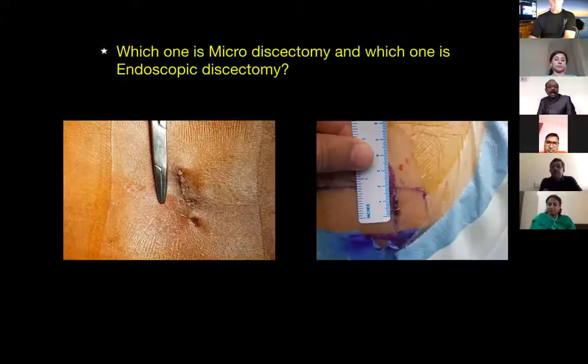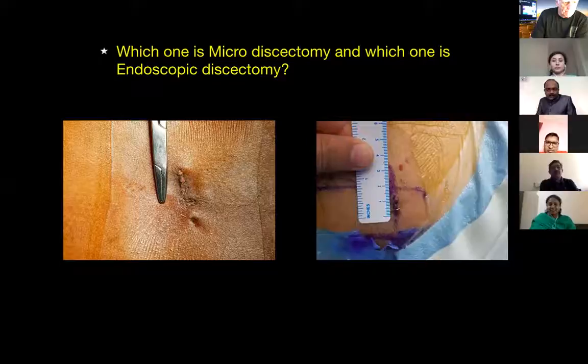Here, can you distinguish which is microlumbar discectomy and which is endoscopic discectomy? The left one is microscopic discectomy and the right one is endoscopic discectomy. That is 2 centimeters in size and this is 1 centimeter in size, not a big difference.